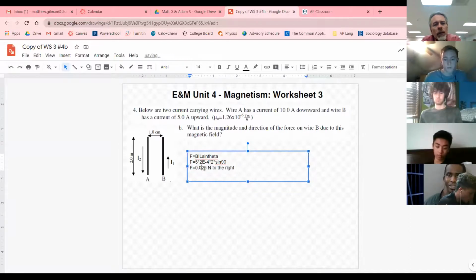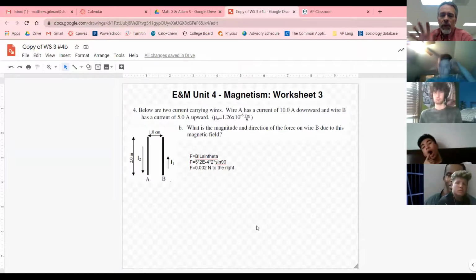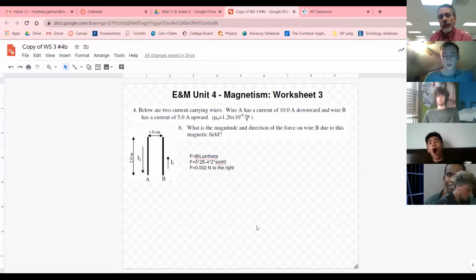The most important thing I want to talk about there, so don't go off your page, is that he has the force to the right. Matt, can you tell us really quickly how you figured out that force was to the right? Since the current in wire B is going up, your thumb goes up, and then the magnetic field is going towards you, so then your palm is facing to the right.